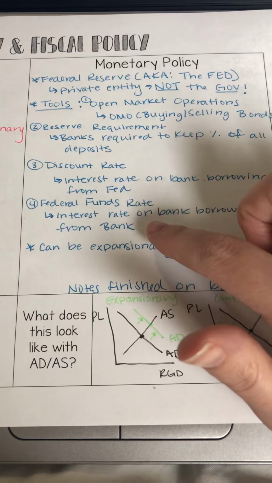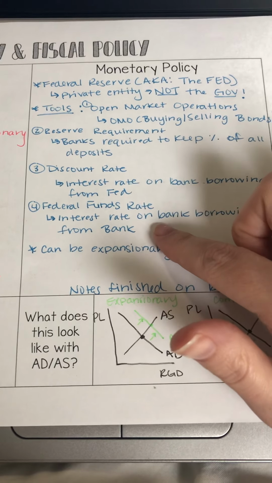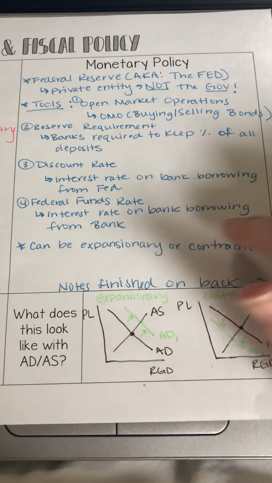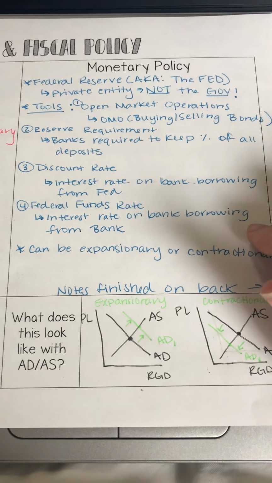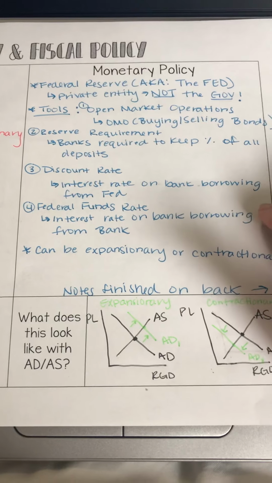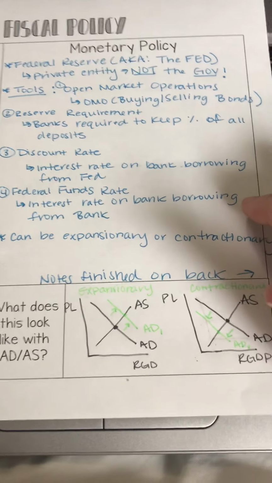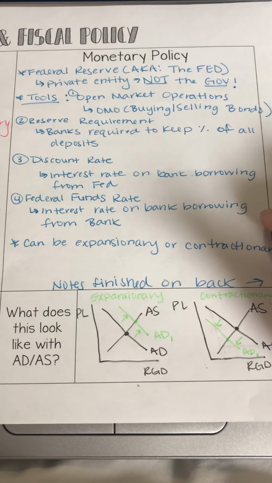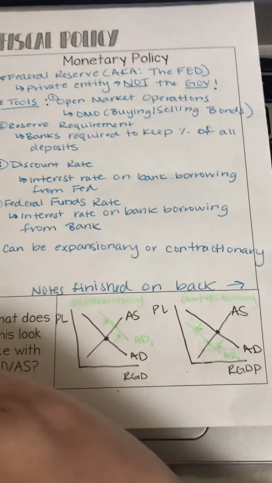So number 3 and number 4, the discount rate and the federal funds rate, control the interest rates in our economy. Like last week, with everything going on with coronavirus, the Fed announced that they were dropping the interest rate to close to 0. So that means it's going to be a lot cheaper for loans. So we might see banks borrowing money to give out more loans to people. I kind of ran out of room here, so I did the rest of the notes on the back.